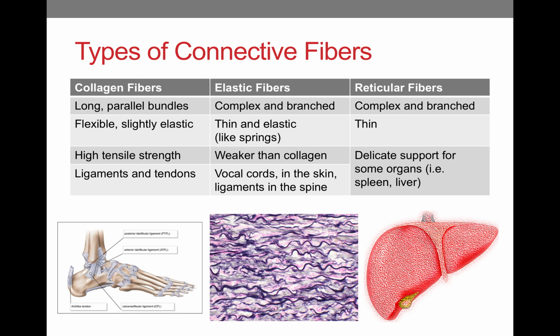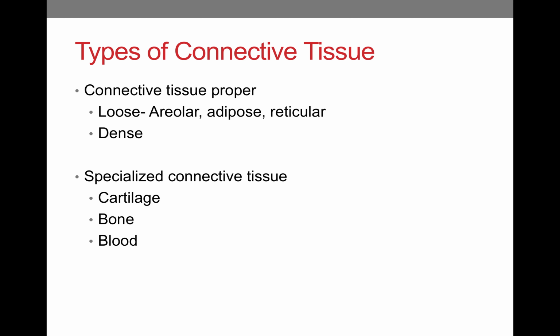Lastly, we have reticular fibers. These are complex and branched as well. They are very thin, just like elastic fibers, and what they do is they provide a supportive framework for some organs like the spleen and the liver. So these fibers help make up different types of connective tissue.